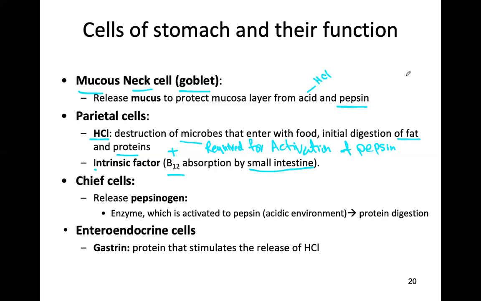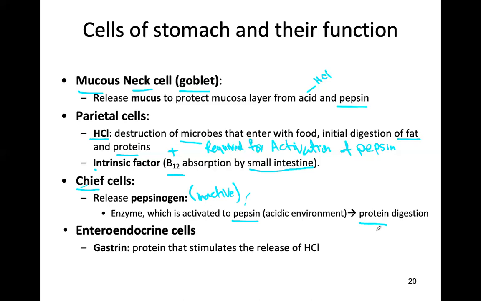Now, we already talked about pepsin, the fact that pepsin helps you with the digestion of proteins. But what actually produces pepsin are a specific category of cells called chief cells. Notice that chief cells produce pepsinogen, which is an inactive version of pepsin. When pepsinogen interacts with the acidic environment of the stomach, it becomes pepsin, which is the active version, and that helps with the protein digestion.